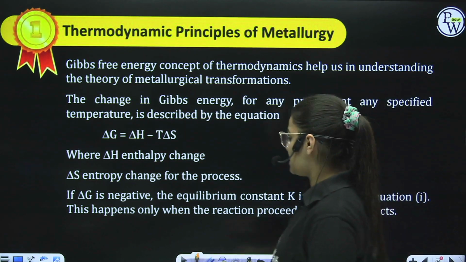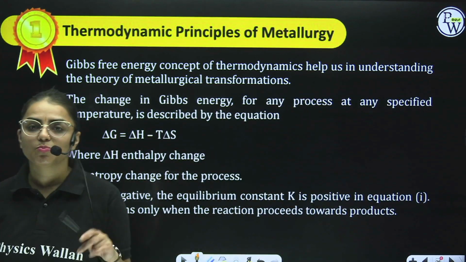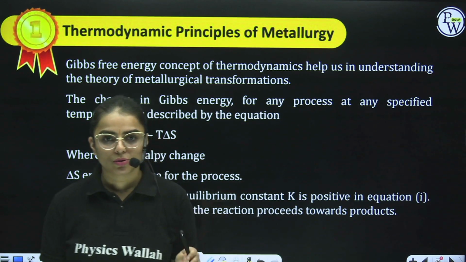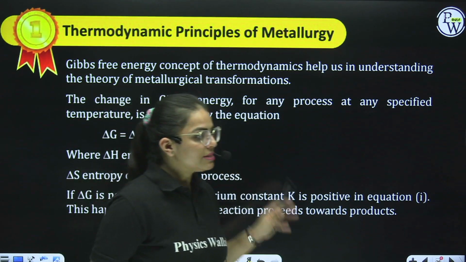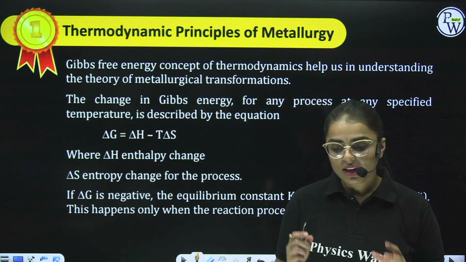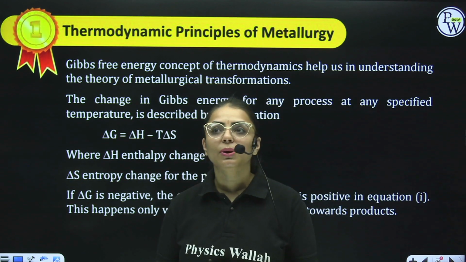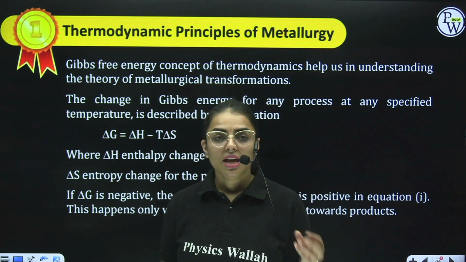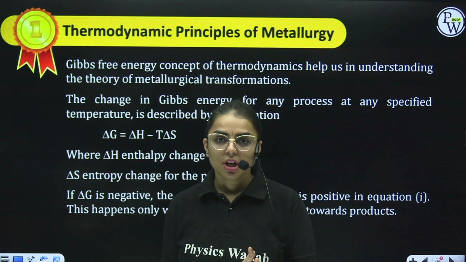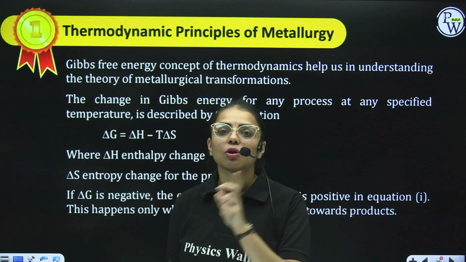Now comes the next part, that is the thermodynamic aspect and the Ellingham diagram. Let's talk about it in detail. We are going to start with the Ellingham diagram. What is an Ellingham diagram? What does it depict? It depicts whether a reaction is spontaneous or not, whether a reaction is going to take place or not. For a spontaneous reaction, delta G will always be negative.